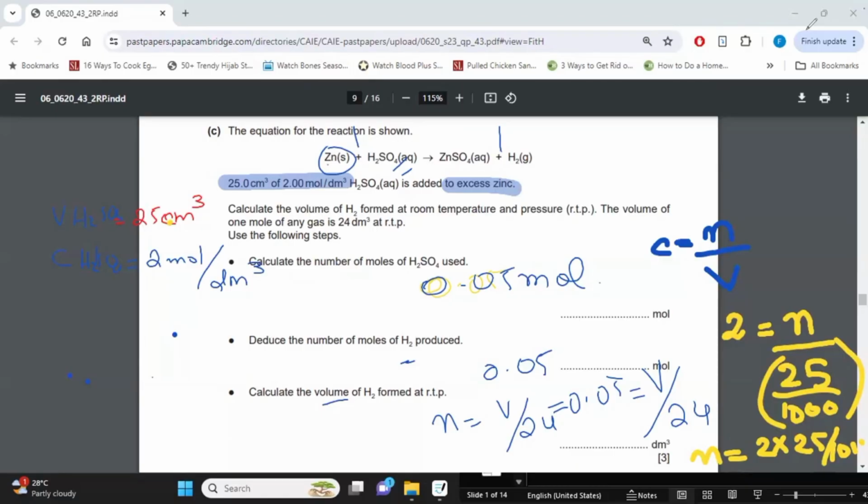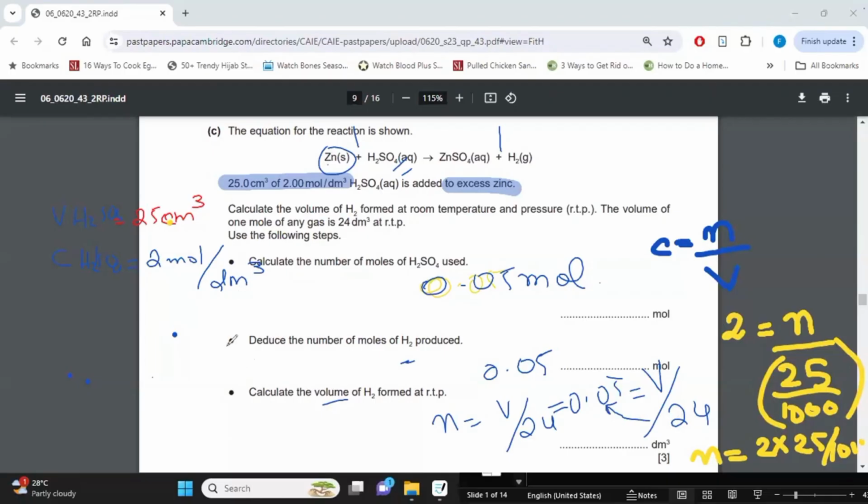1.2. Yes, that is correct. Good job. That is absolutely correct. So we are going to do 0.05 multiplied by 24. 24 will come in the numerator. 0.05 multiplied by 24 will give you 1.2.